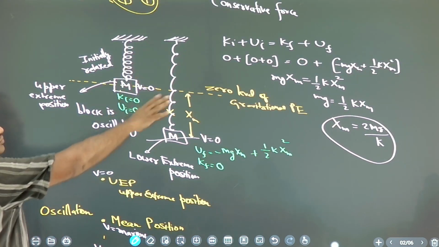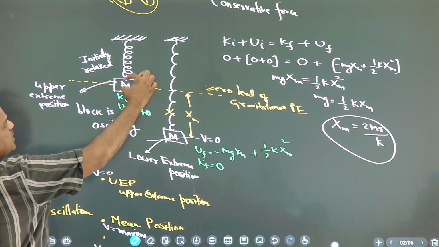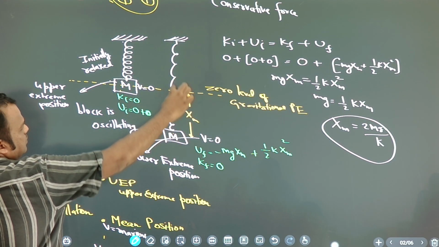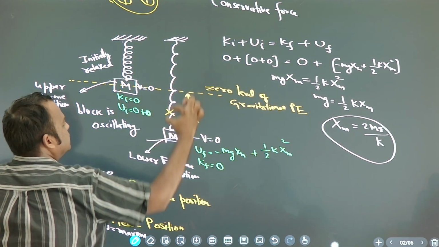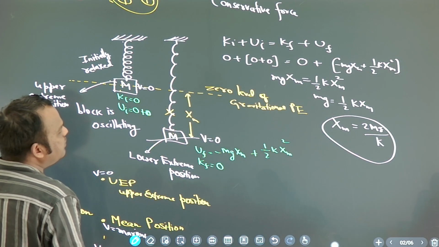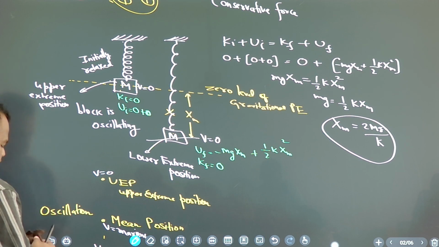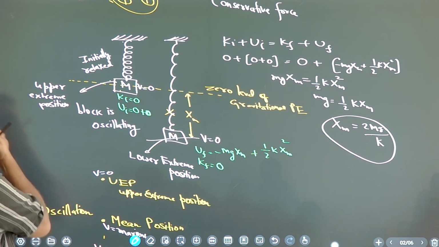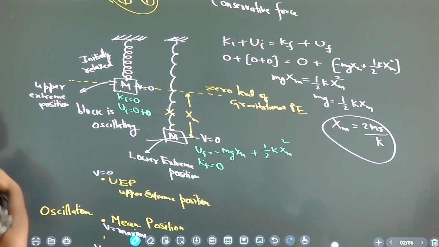Okay, done. So this is the upper extreme and the lower extreme. The block is oscillating like this. So speed is maximum here. Can you tell me what is the maximum speed? Can you find out what is the maximum speed? Tell me.